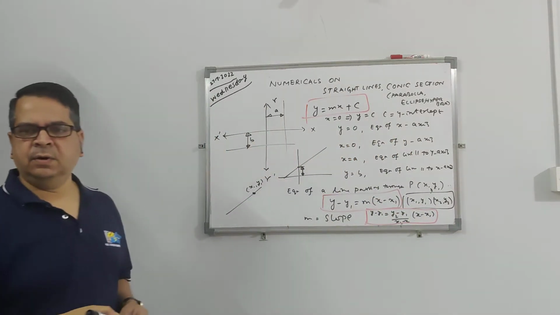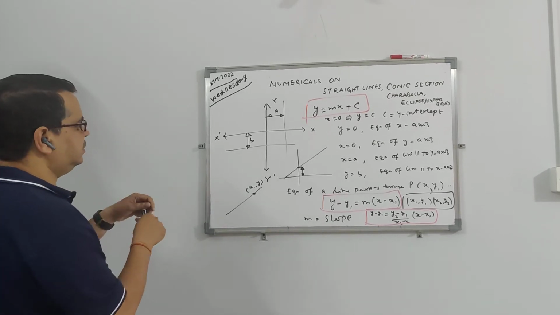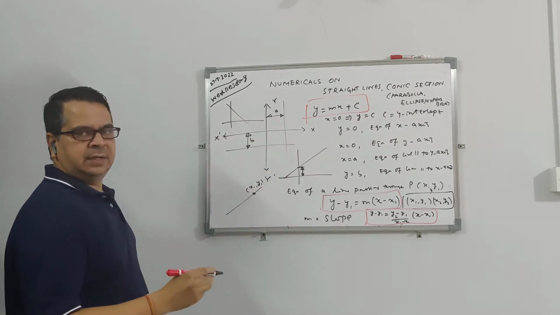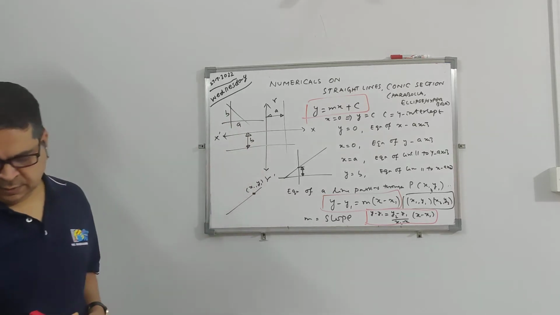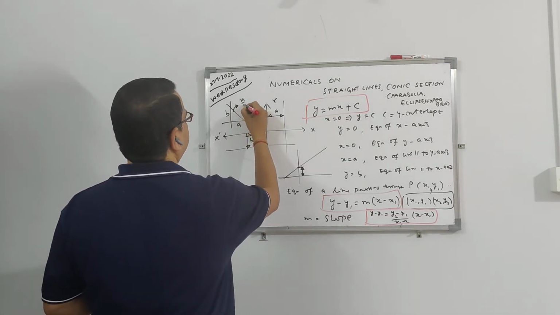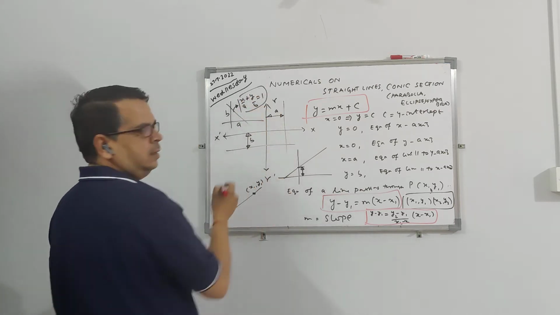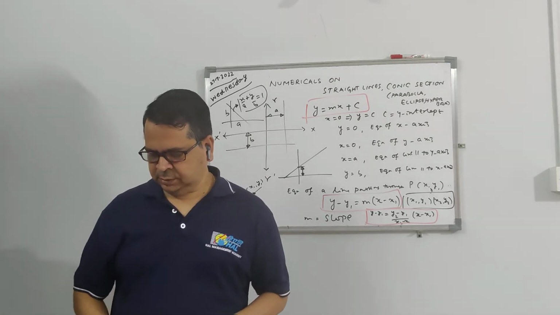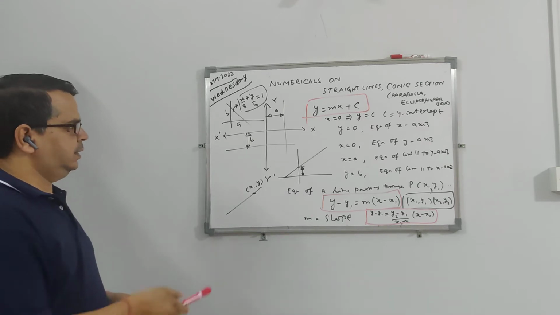There are different forms of the equation of a line, and there is another form that is called the intercept form. Suppose you have a line like this. Your x-intercept is a, y-intercept is b. So you write it as x by a plus y by b is equal to 1. So these are different forms of the equation of a line, and you take a picture.